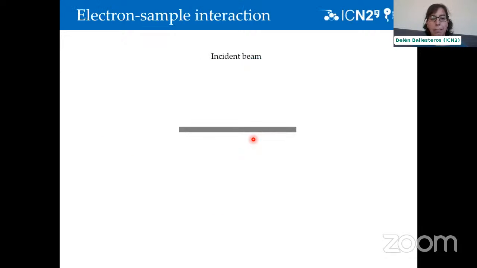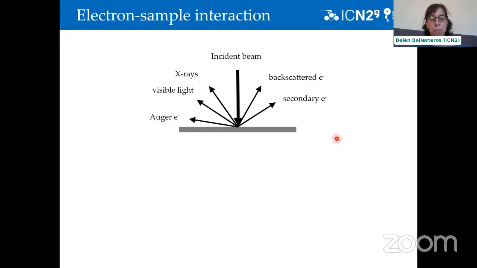So about the principles, let me tell you a bit what happens when an incident beam of electrons interacts with a sample. So this will be our sample here. And then we will have a beam that interacts with the sample. And there are several physical processes that happen simultaneously when we have this beam interaction. And then we will have different signals that are ejected out of our sample. So we have secondary electrons, we have backscattered electrons as well. We have X-rays, visible light, or Auger electrons.